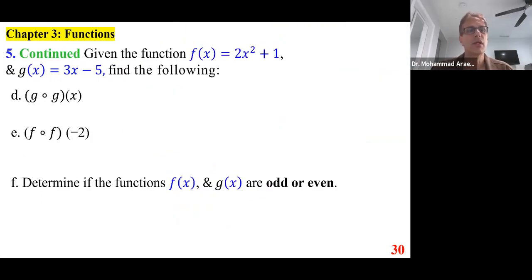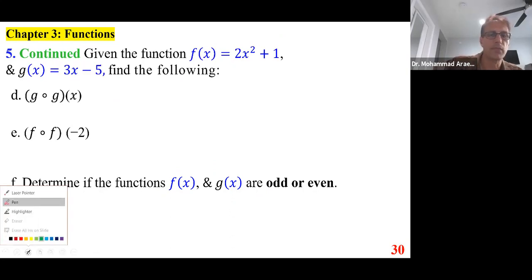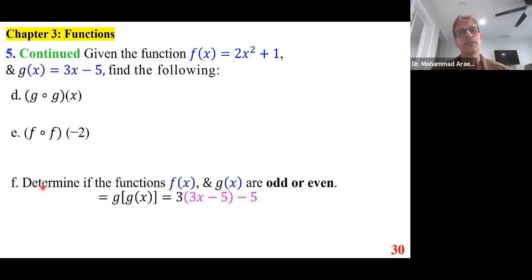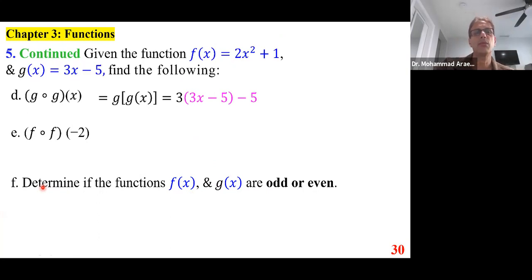We want to get a couple more here. g of g of x. That means g of g of x. And by that, we mean replace the x with the function itself. Now, when we apply, this becomes 9x. This becomes minus 15. We also have a negative 5, minus 2.